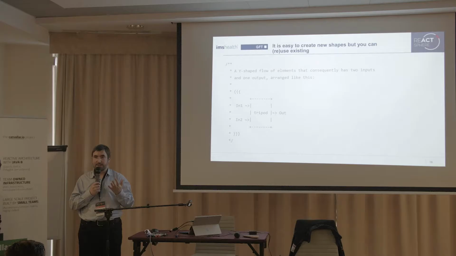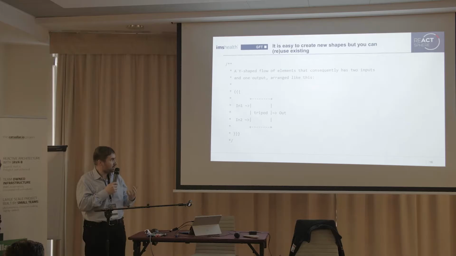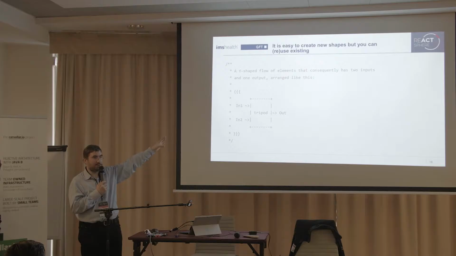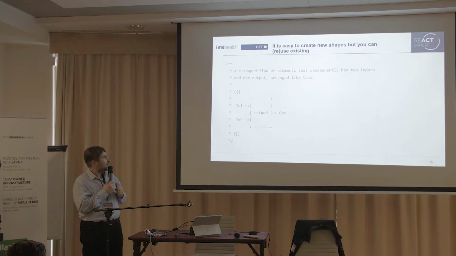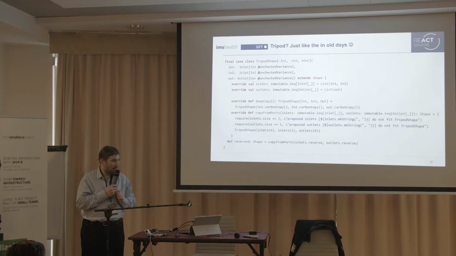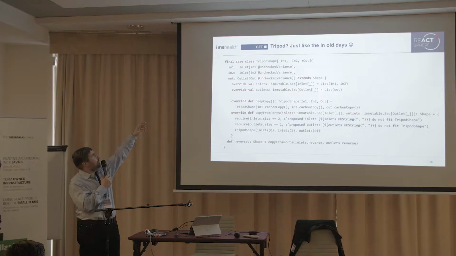Creating stages in Akka is really simple. So this is a simple stage, the one that has 2 inputs and 1 output. It's like a tripod. There were members of the tripod side like many years ago, but I just don't want to talk about that now. And I can easily create this stage in Akka. So I just have a tripod shape, 2 inlets, 1 outlet, a bit of code, and that's it.